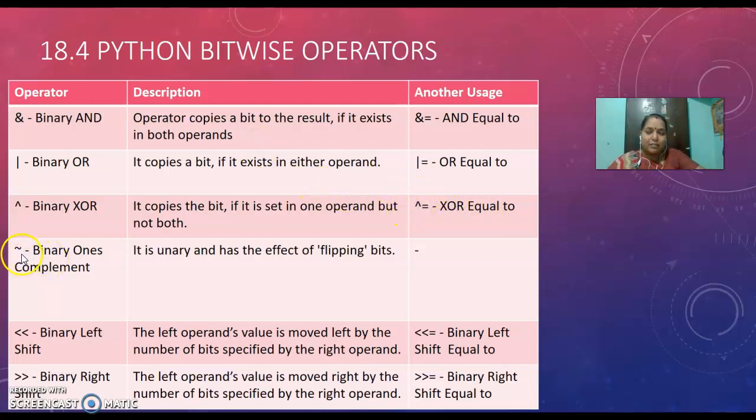And this tilde symbol is used to perform binary ones complement. So this is used to negate the values. That is, if 0 is in the bit, it is converted into 1 and 1 is converted to 0.